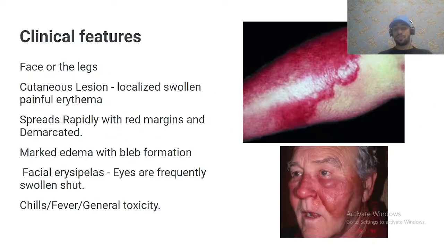What are the clinical features of erysipelas? First, it can affect the face or the legs. We can see cutaneous lesions, for example localized, swollen, painful erythema. It can also spread rapidly to other tissues and can be seen clearly with red margins and demarcations here, as you can see. So it can be differentiated from other healthy tissue by these demarcations.